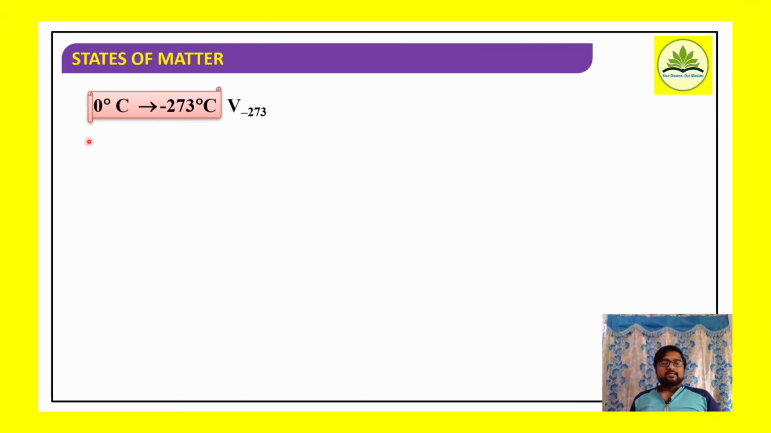Then consider the volume change when temperature changes from 0 degrees Celsius to minus 273 degrees Celsius. When temperature falls from 0 to minus 273 degrees Celsius, the volume of a gas at minus 273 degrees Celsius, V minus 273, will be equal to the initial volume V naught minus 273 by 273 into V naught.